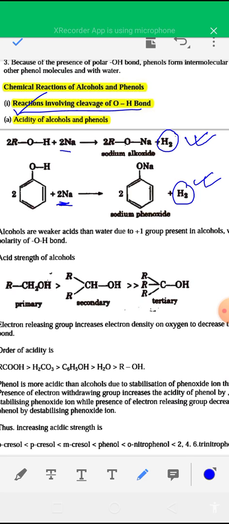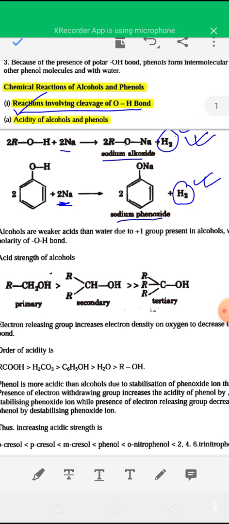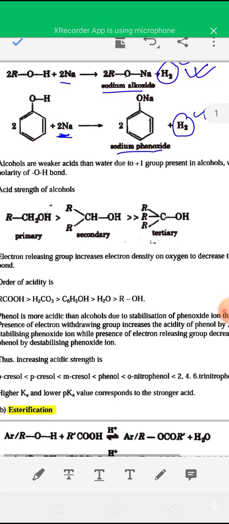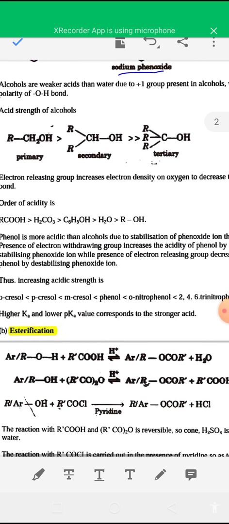When alcohols react with sodium, you will get sodium alkoxide, or when phenol reacts with sodium, you will get sodium phenoxide and hydrogen gas. The liberation of hydrogen gas shows the acidic nature of alcohols and phenols. But you have to remember that alcohols and phenols are weaker acids than carboxylic acids.